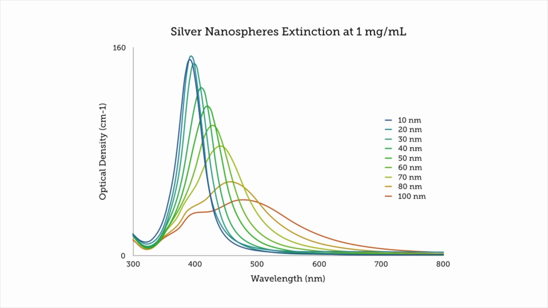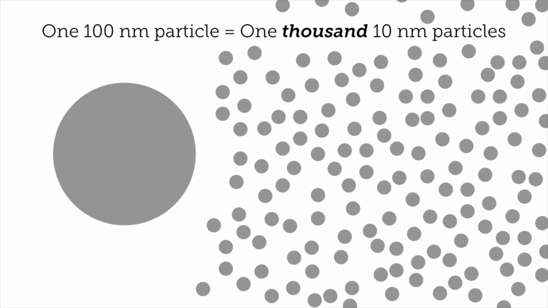If we say the concentration is at 1 mg per ml, that refers to the mass of silver. If we take the same masses of silver and cut them into 10 nanometer spheres versus 100 nanometer spheres, there will be way more 10 nanometer spheres. Because there are way more particles, the optical density will be higher.